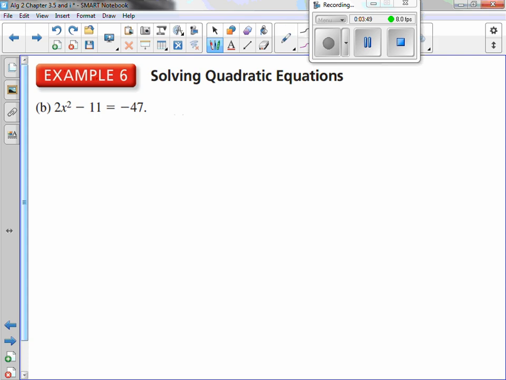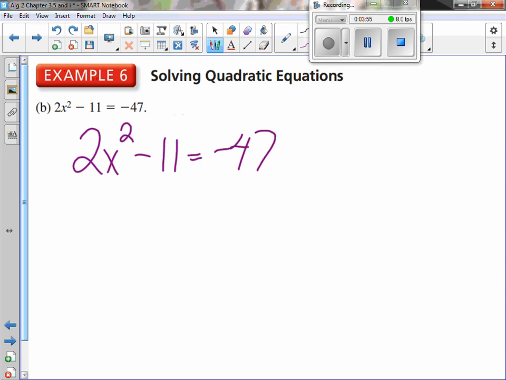So we're going to solve one more. We're going to solve this here: 2x squared minus 11 equals -47. Now this one, again, doesn't have a middle term. We don't have a term with just x. And because of that, we can use the square root method.